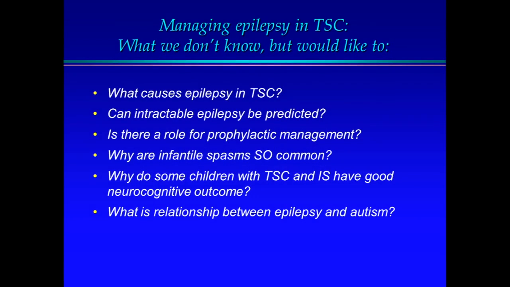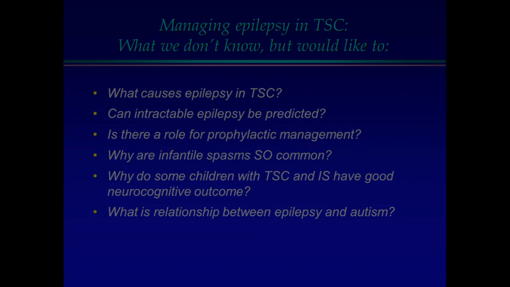And so looking at the big picture of TS, what causes epilepsy in TS, we honestly don't know. Can intractable epilepsy be predicted? And again, we're moving to that prophylactic treatment to prevent kids from developing this. Is there a role for prophylactic management? Why are spasms so common in TSC? Why do some kids with TSC and spasms have good cognitive outcomes? And really, what is the relationship between epilepsy and autism?